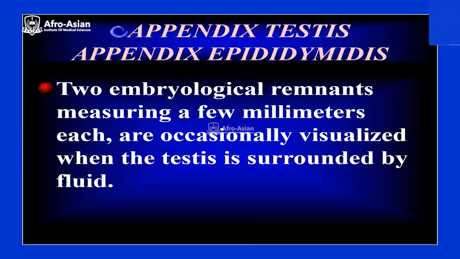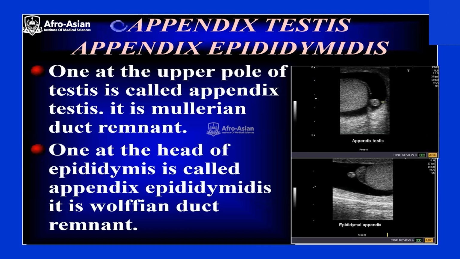Then comes appendix testis, and we can have appendix epididymis, two embryological remnants measuring a few millimeters each, occasionally visualized when the testis is surrounded by a fluid. We can have appendix of testes and appendix of head of epididymis. This is a head of epididymis and appendix. Here is testicle and appendix.